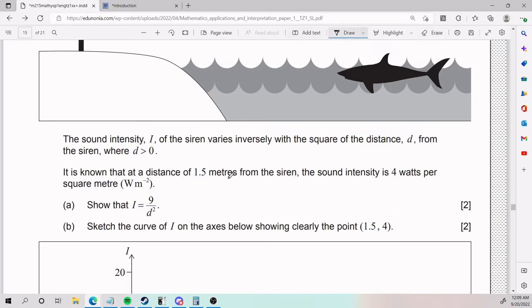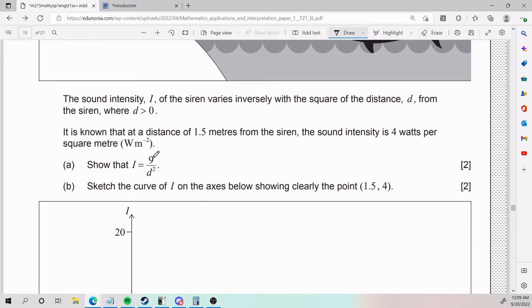The way that you start from zero here is that you forget about the 9 for a second, and you ask, how can you get this 9? How can you prove that this is 9? Well, I equals k, because we still haven't figured out 9 yet, since we are showing, divided by d squared. And now I can plug in 1.5 and 4.